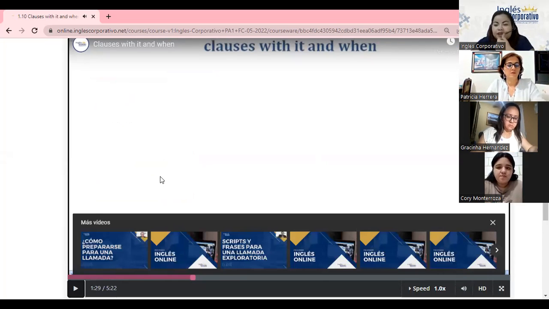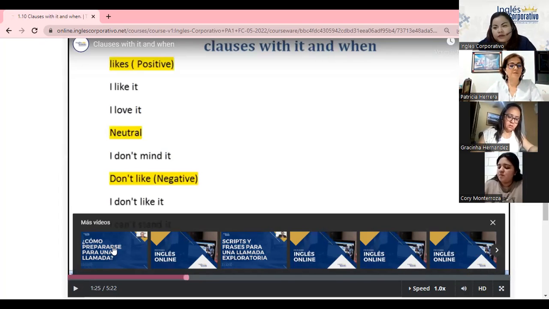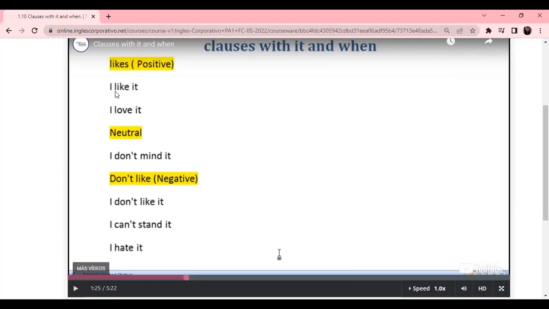Remember, for positive things, I like it, I love it. For neutral, I don't mind it, right? And for negatives, I hate it, right? So remember that, keep that in mind, right? Look at this, oh my God. You know what, I hate this thing. I like it, I love it, positive. Neutral, I don't mind it. Don't like, that is negative, I don't like it, I can't stand it, I hate it, right? Now we're gonna keep watching.